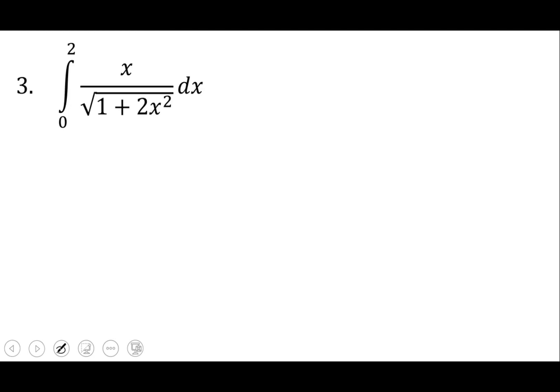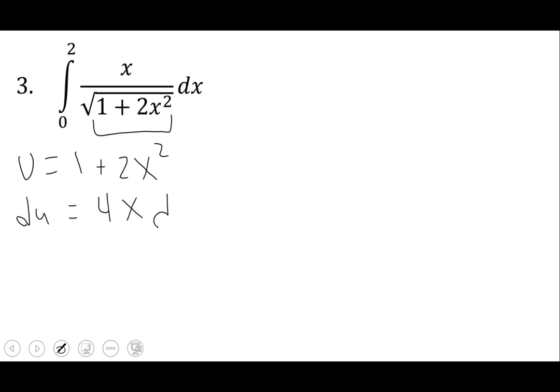For number 3, notice that we have some fraction action here, so we're going to have to make sure that we rewrite our problem with a negative exponent. But to start, we are again going to try to identify u. U is always the innermost part of the more complicated function, which in this case, u equals 1 plus 2x squared. Go ahead and take the derivative. du equals 4x dx, remembering, of course, that the derivative of a constant is 0. That's going to tell us that dx is equal to du over 4x.